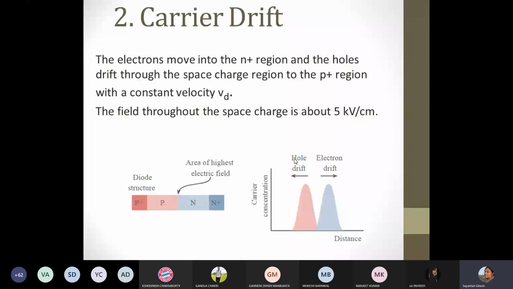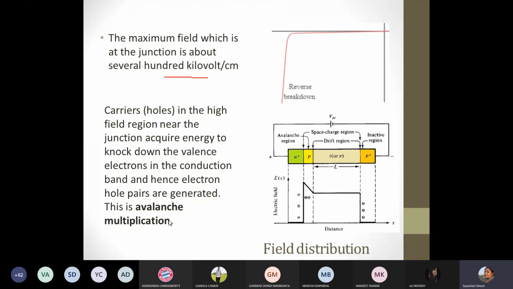Okay, next step is carrier drift. As soon as the electron hole pairs get created, they will move in opposite directions, depending on which way the battery is connected. If we look at this particular device, here you see that on this side I have the positive side of the battery attached. So all the electrons will rush towards this side, and all the holes will rush towards this side, because the negative side of the battery is connected on this side.